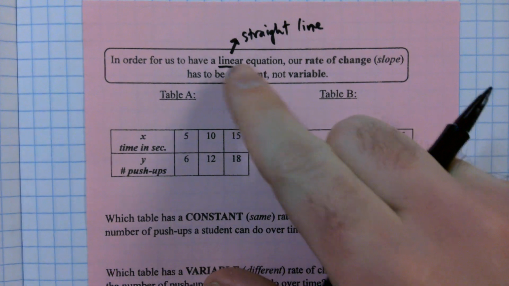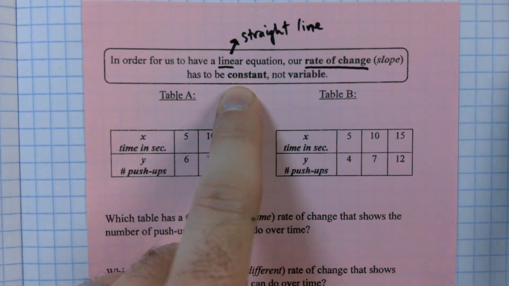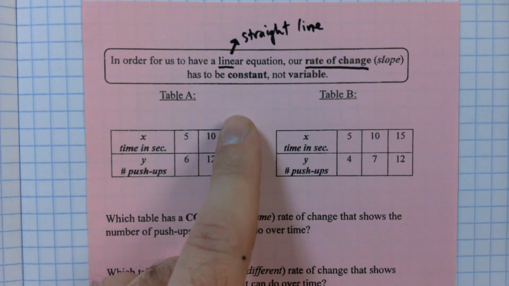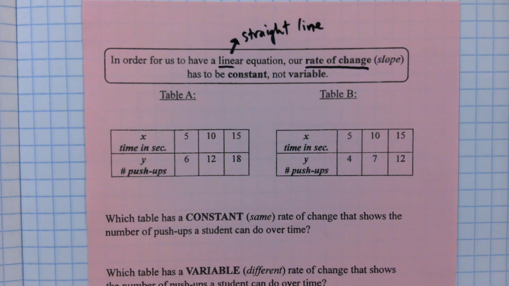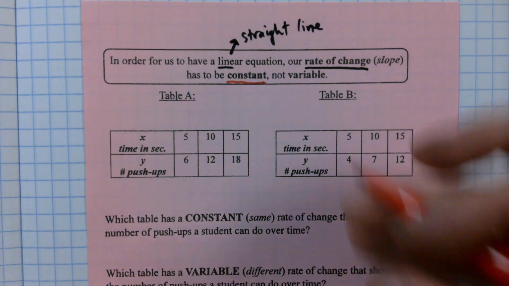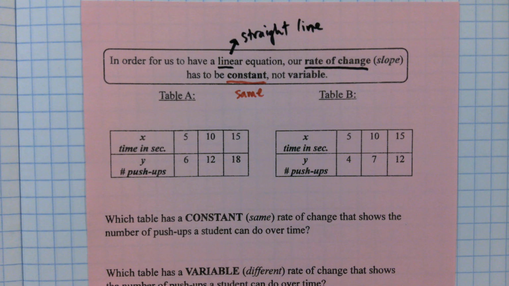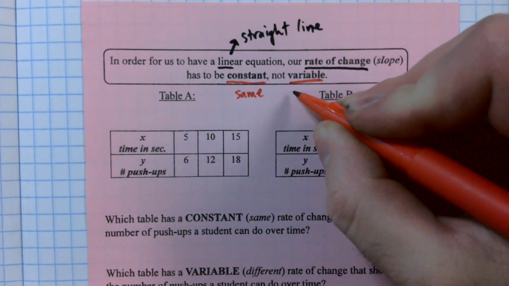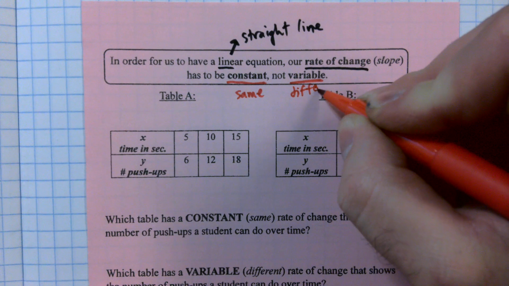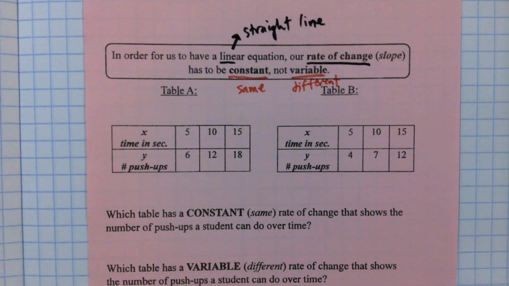So in order for us to have a straight line, our slope, or our rate of change, has to be constant, not variable. What's another word for constant? Repeating, consistent, same. What's another word for variable? Different. A variable is a letter, but the reason why we call letters variables is because they could equal different numbers depending on the problem.